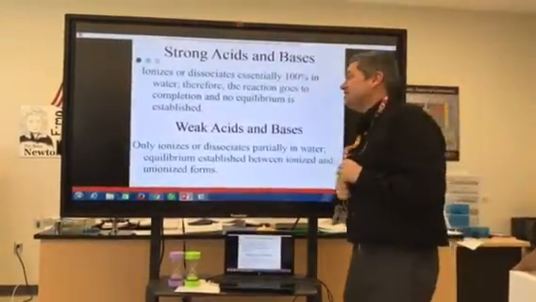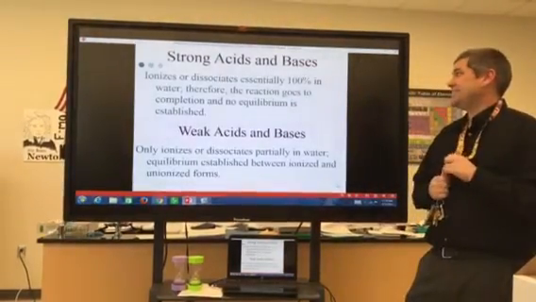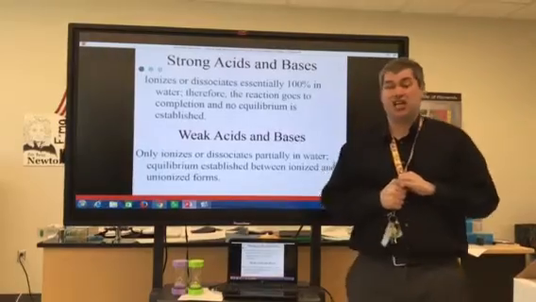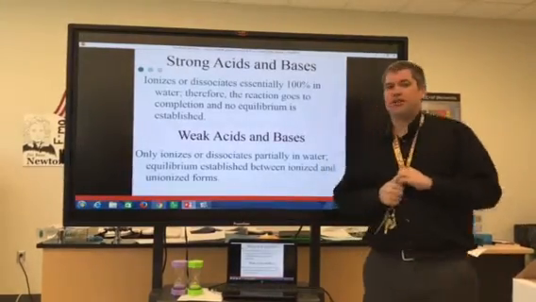Strong acids and bases ionize and dissociate essentially 100% in water. Therefore, the reaction goes to completion, and no equilibrium is established.